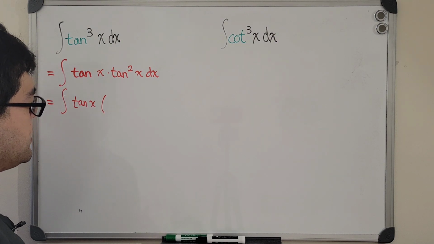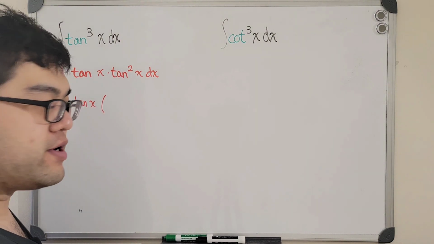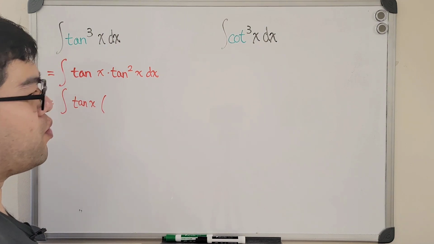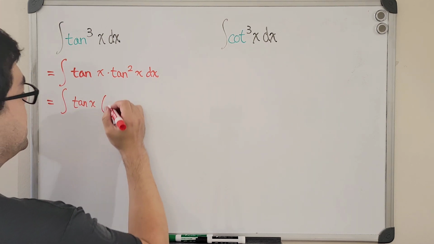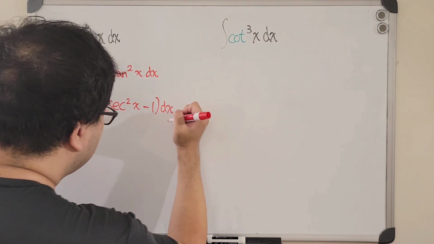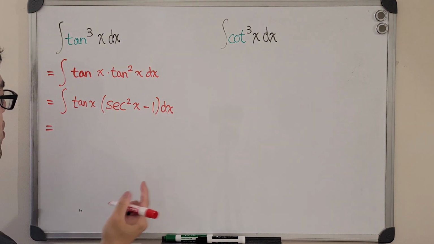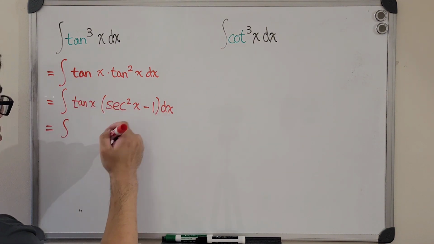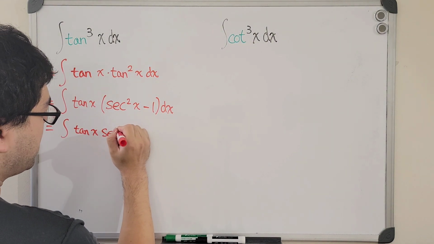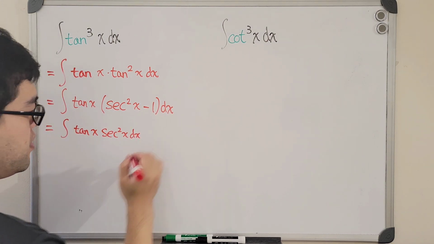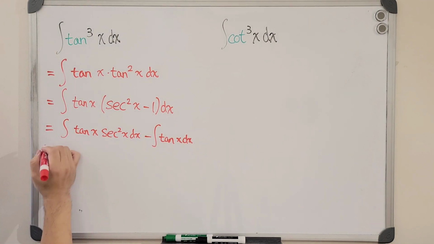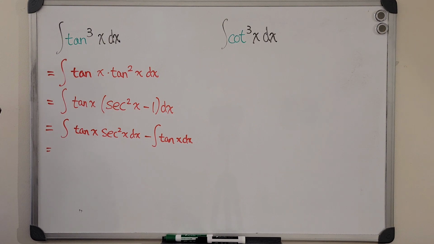So from the identity, it says that secant square is actually equal to 1 plus tangent square. So we can subtract 1 on both sides to get that tangent square is in fact equal to secant square minus 1. Good. So now we're going to again distribute the tangent into the two terms to in fact get tangent of x times secant square of x dx for the first integral, minus just tangent of x dx for a second integral. And for the first integral, what are we supposed to do?